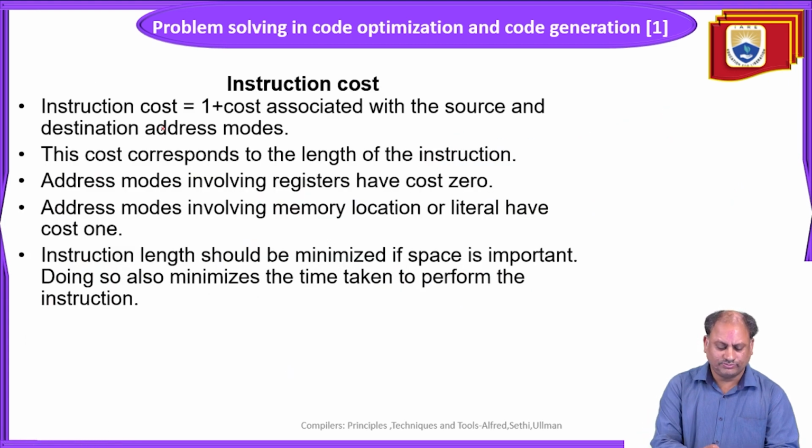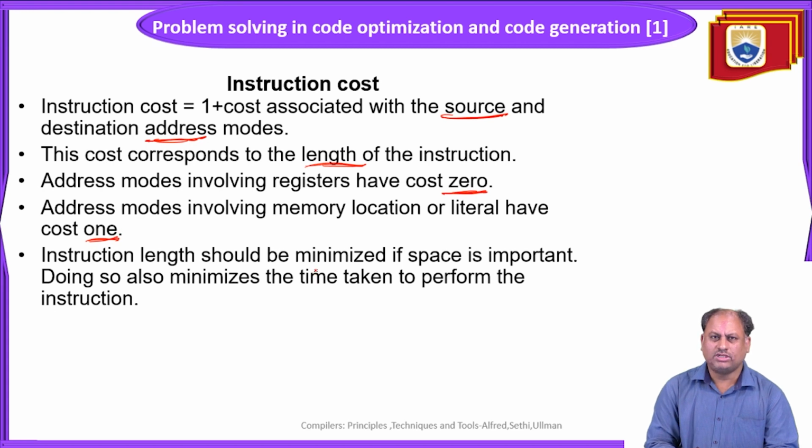Now that is the formula. Instruction cost is defined as 1 plus the cost associated with the source and the cost associated with the destination address. This cost is nothing but the length of the instruction. It also specifies the length of the instruction. What about the address modes involving registers? Here the cost is 0. What is the cost involving address modes which have a memory location? It has the cost 1.